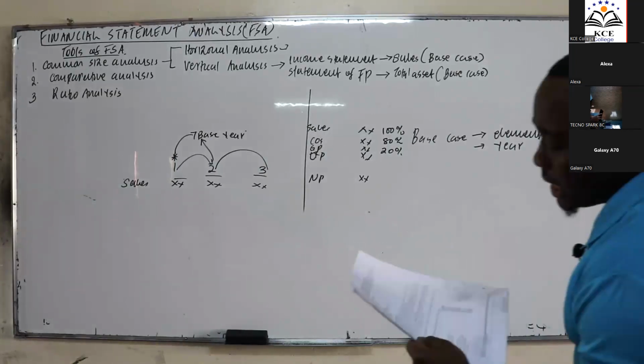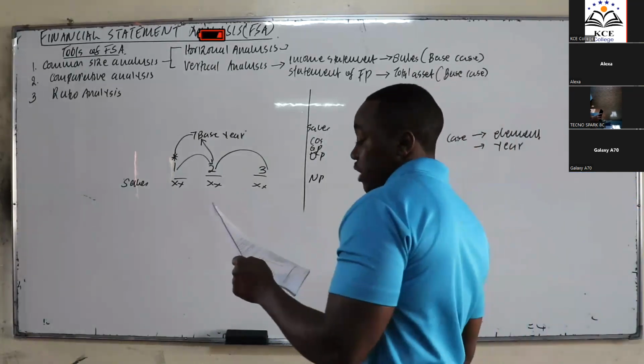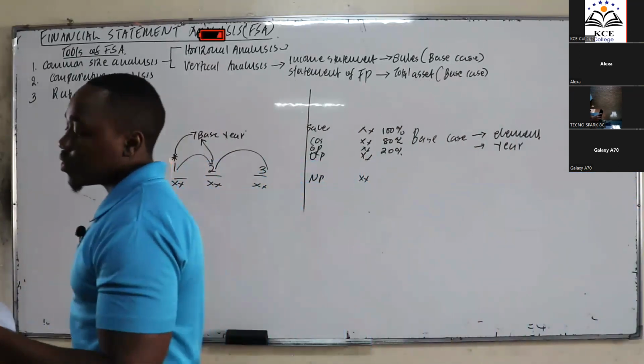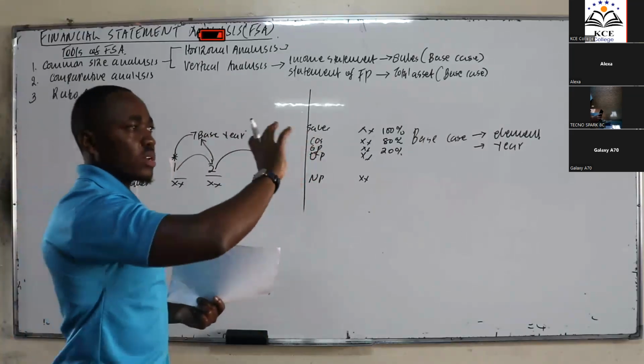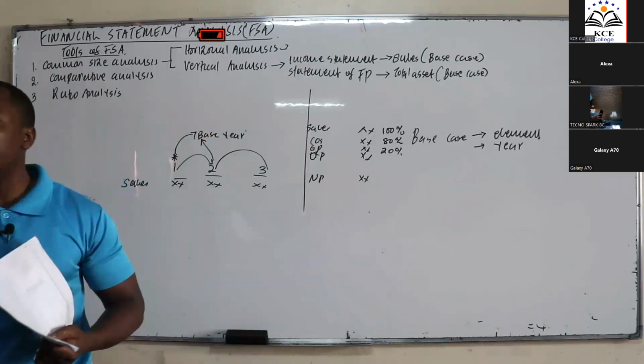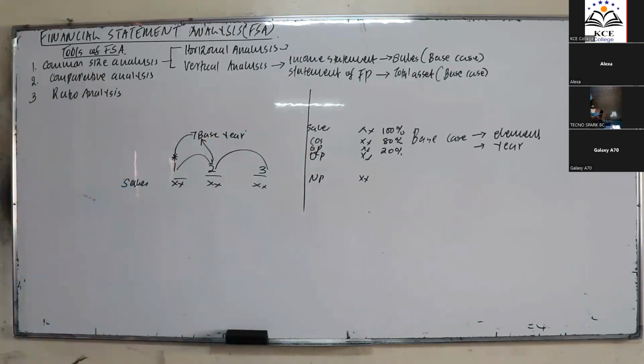And then the other point: the base case for the statement of financial position, or the balance sheet, is the total asset. Can you underline that? Is the total asset, or the total equity and liability. Remember, in the balance sheet, we have the total assets, and the total assets should be the same as the total equity and liabilities. Therefore, every item in the balance sheet will be expressed as a percentage of total assets, holding the total assets to be 100%.